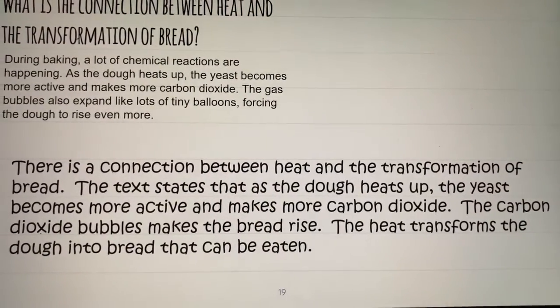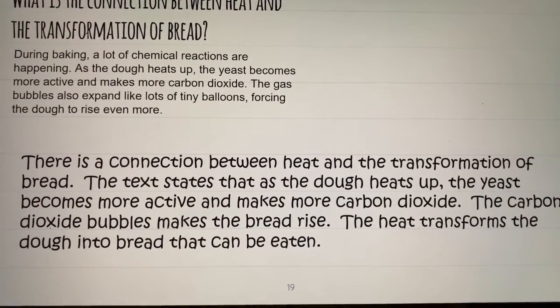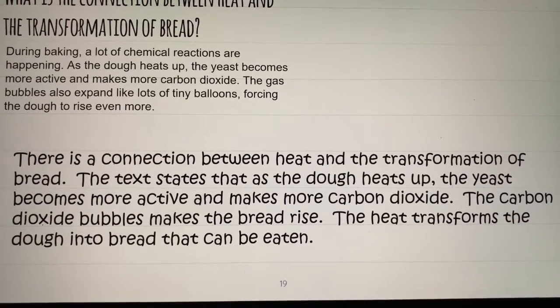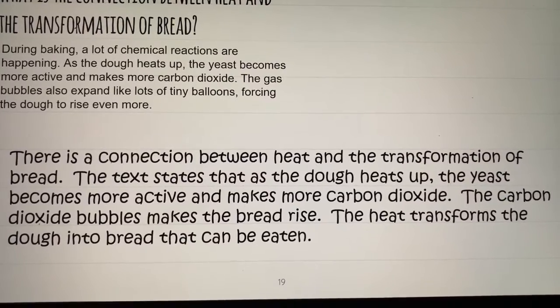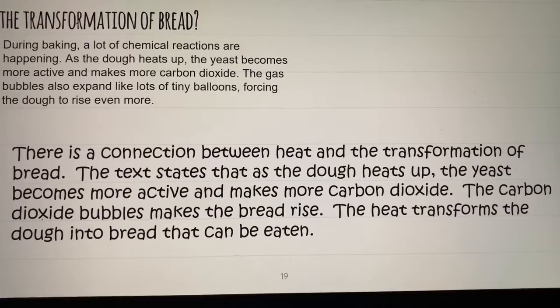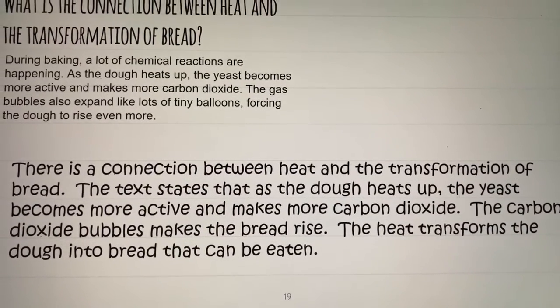And when I am responding in writing, I always like to restate the question so my reader understands what I'm writing about. I like to use some text evidence, so maybe to say, as the text states, but I don't want to just copy it down. I want to explain in my own words as well.